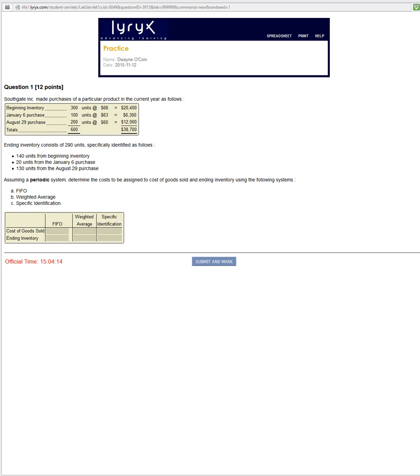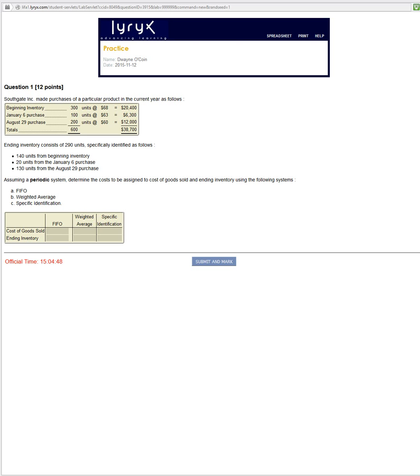And of course, specific identification would be the same whether it's perpetual or periodic, because we know exactly what's been sold. So both FIFO and specific ID are the same whether it's a periodic or perpetual system. The weighted average is the one that would be different. It's a weighted average as opposed to a moving average, which is the appropriate terminology for the perpetual system. So perpetual is moving weighted average, and the weighted average for the periodic system is the appropriate terminology. So let's take a look at the information we're given here.